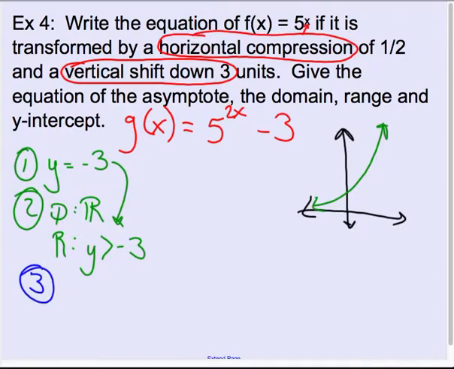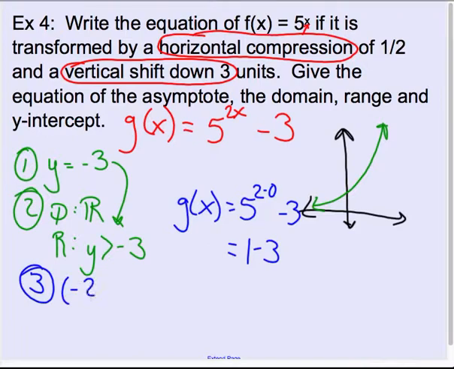Next piece, we are looking at the y-intercept. So the y-intercept occurs when x equals 0. So if I substitute 0 in for x, 5 to the 0 power is 1. 1 minus 3 is negative 2. So that's the y. So there is our y-intercept.